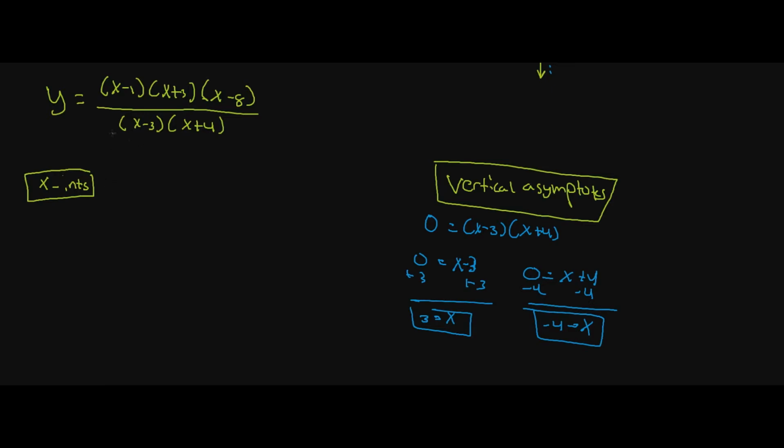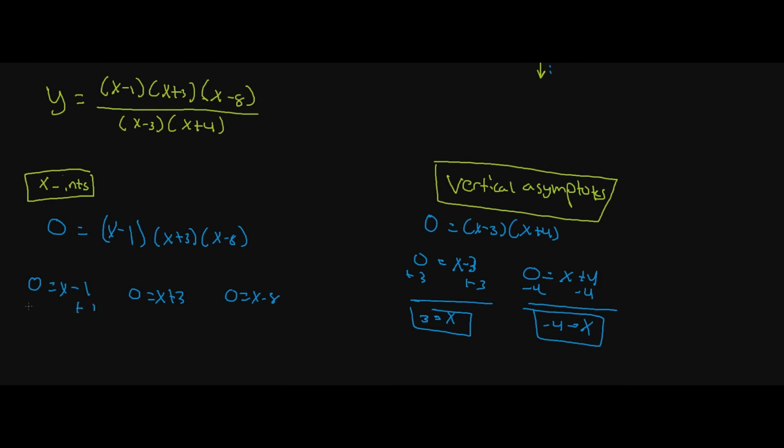Okay, over here are the x-intercepts. So again, we just focus on the numerator. So we get 0 is equal to (x minus 1)(x plus 3)(x minus 8). We just focus on the numerator, right? We don't need to focus on the bottom. And we just set each one individually equal to 0: x minus 1, x plus 3, and x minus 8.